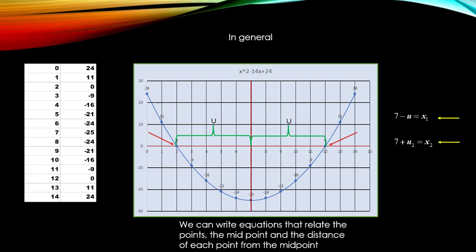Now let's suppose that we're given an equation and we don't really know yet what this point is or what this point is. We can write a general equation for each of those 2 points that we're trying to determine.